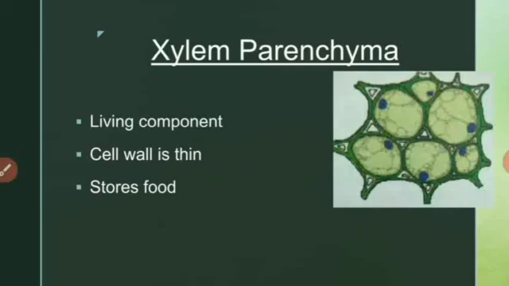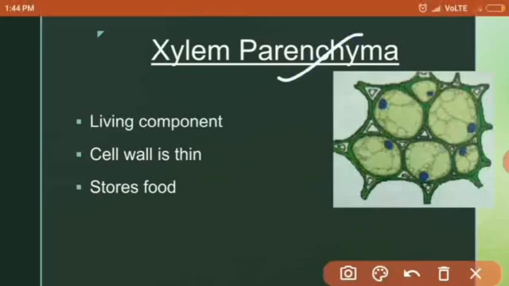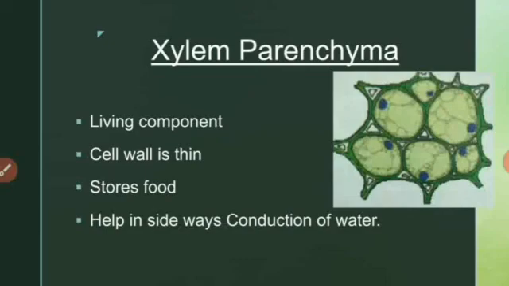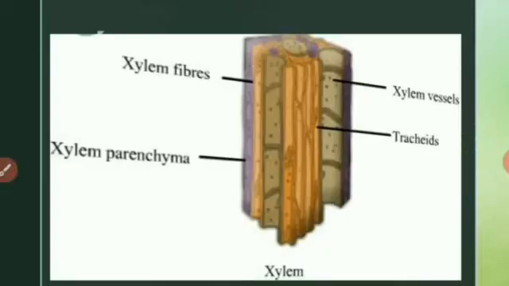We have already studied in 7th class about parenchyma. The main role of parenchyma there was also storage of food, and here also it is storage of food. It helps in sideways conduction of water. So other than storage of food, it also helps in conduction of water. So this is the arrangement of xylem, the elements of xylem.